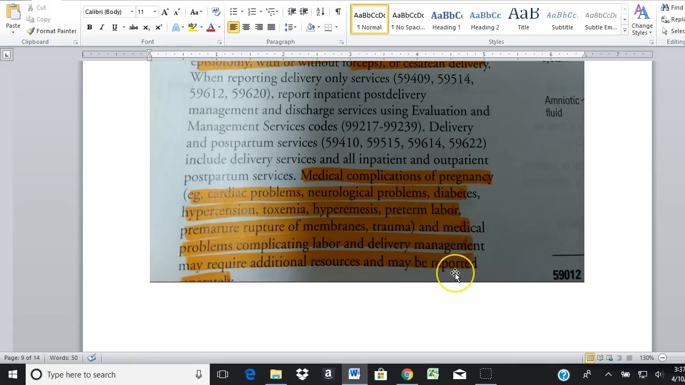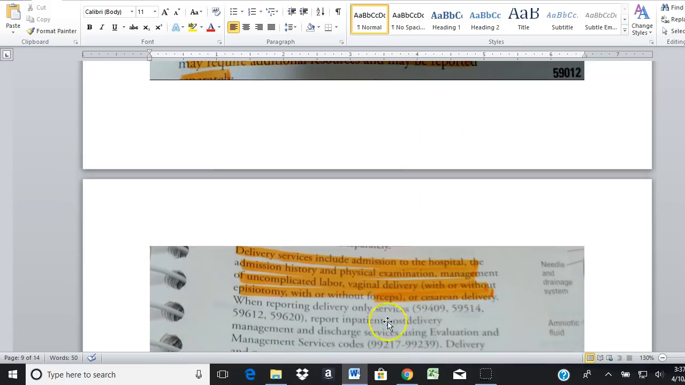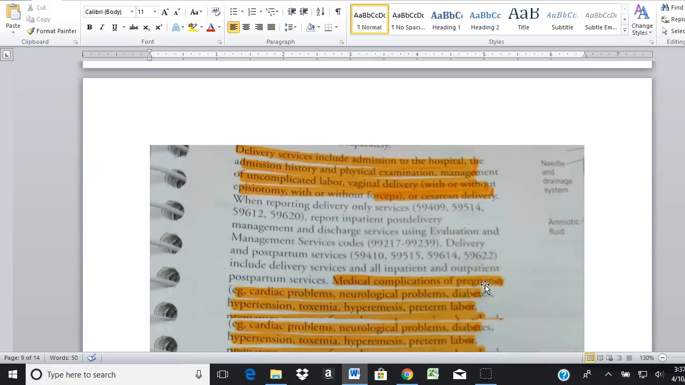Now, it goes on to tell us medical complications of pregnancy, which include things like cardiac problems, neurological problems, diabetes, hypertension, toxemia, hyperemesis, preterm labor, premature rupture of membranes, and trauma, and medical problems complicating labor and delivery management may require additional resources and may be reported separately, and of course also may be billed separately. Okay?